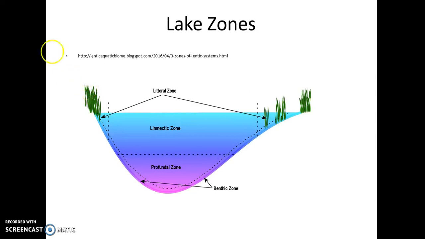All right, littoral at the ends, limnetic, profundal. And then you have bottom dwellers, which are always benthic. Draw the picture. It's a great picture.